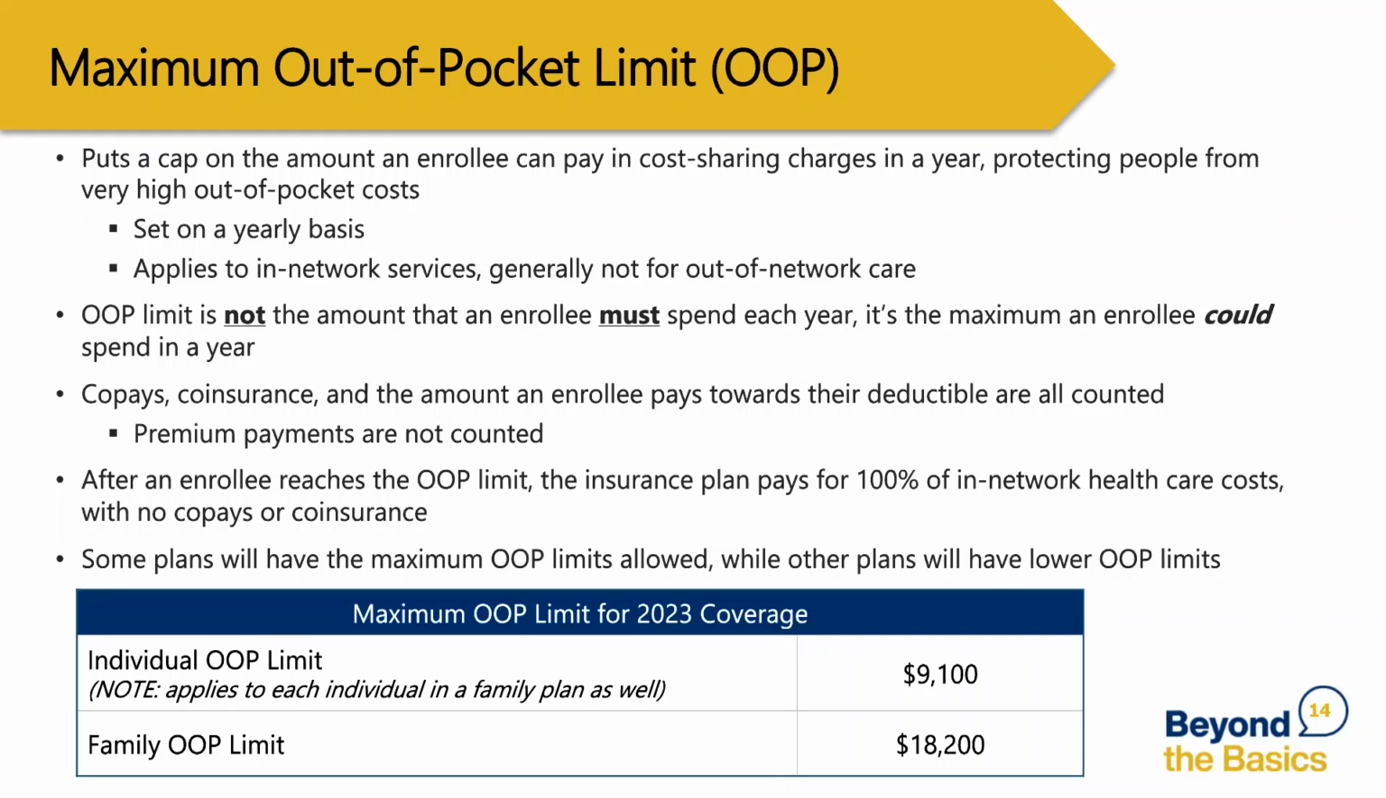After an enrollee reaches the out-of-pocket limit in that year, the insurance plan will then pay for all the remaining in-network healthcare costs, the full amount, with no copays or coinsurance being charged to the enrollee anymore. And some plans will have the maximum out-of-pocket limits allowed, while other plans will have lower out-of-pocket limits. And the chart at the bottom just shows the maximum amounts that are set for the year for 2023 coverage. But again, a lot of folks are going to see smaller numbers, and we'll talk more about that later because of the financial assistance that they're getting.